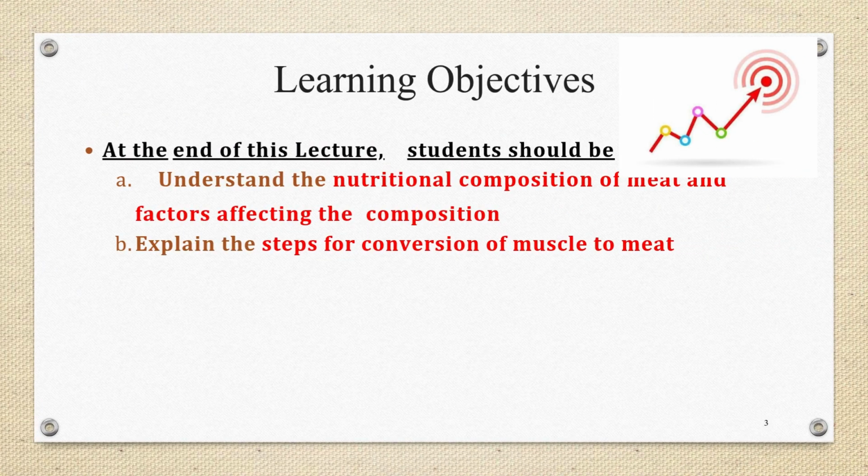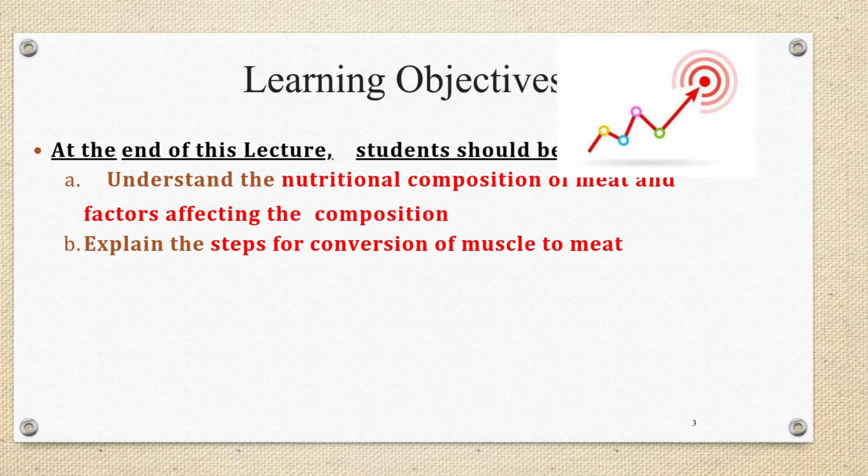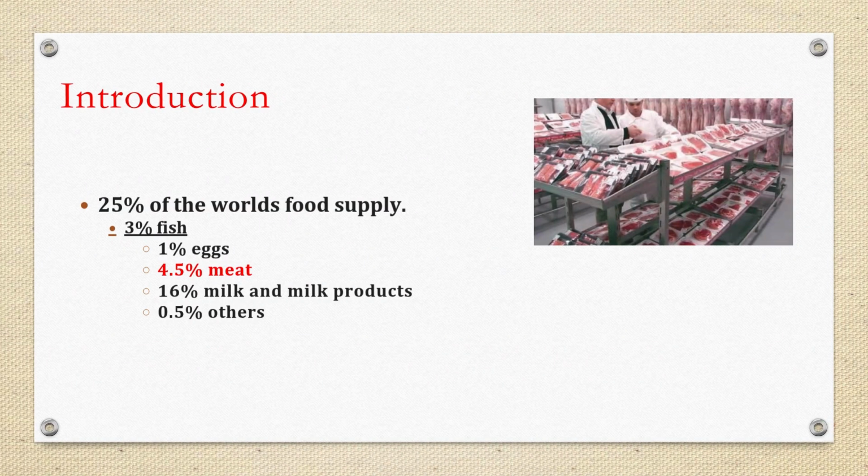By the end of this lecture, you, the student, should be able to understand the nutritional composition of meat and the factors affecting that composition. And secondly, explain the steps for the conversion of muscle to meat. These are our two key goals for today. Coming up, we'll discuss the introduction.